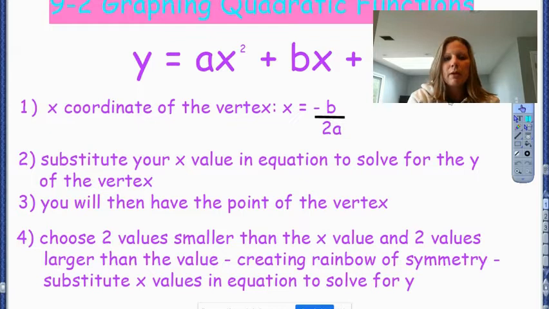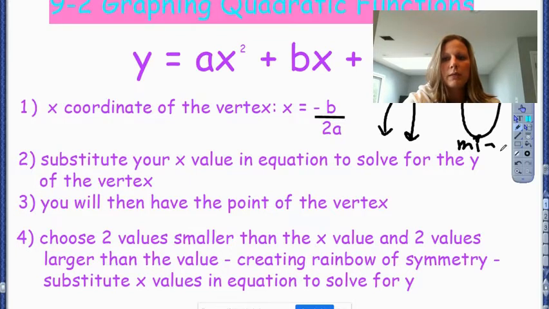So when we are graphing the parabola, we are trying to find our vertex, our highest point or our lowest point, right? So if our parabola was like this, we'd be looking for our max. But if our parabola was like this, we would be looking for our min. That would be our lowest point.